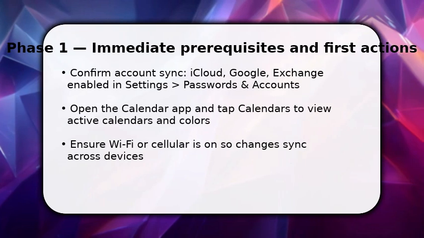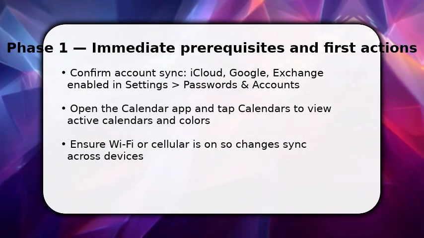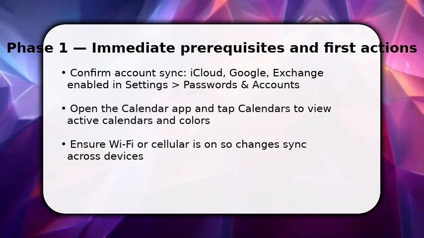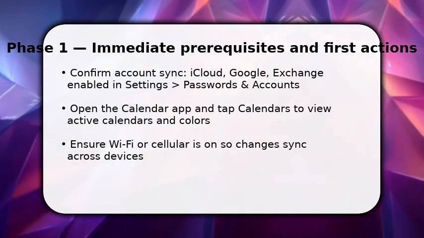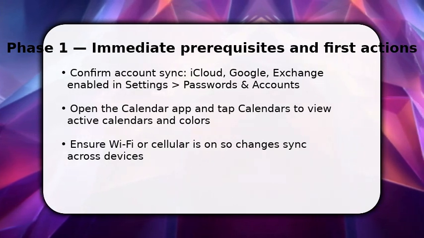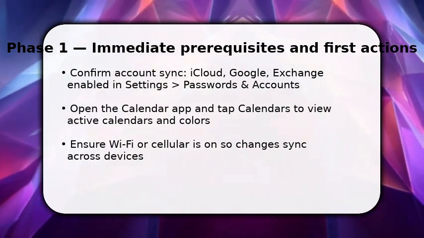Once done, open the Calendar app and tap Calendars at the bottom to reveal all calendars and assigned colors. Make sure Wi-Fi or cellular is active so edits sync to other devices immediately. This avoids lost events and keeps your default calendar ready for editing.